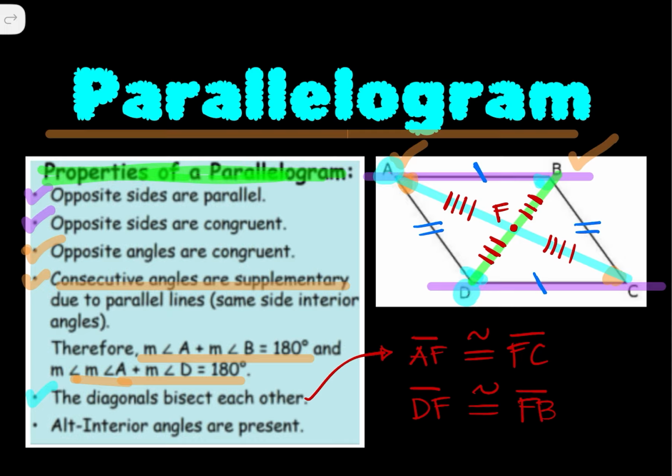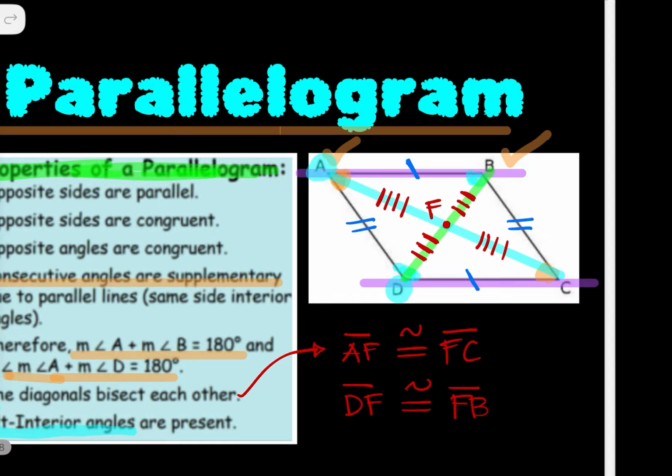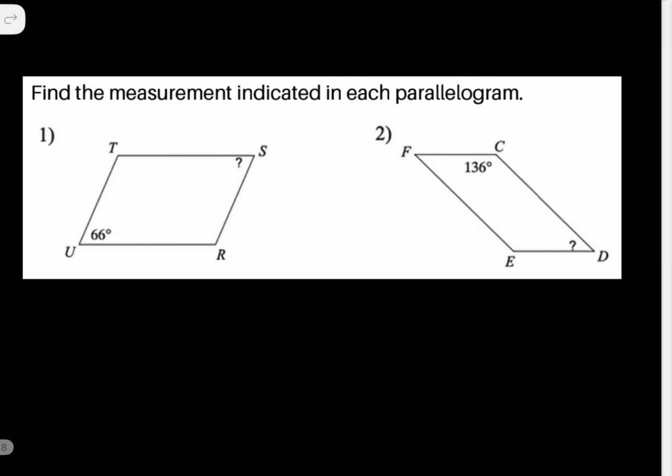And the last information is that alternate interior angles are present. Because parallelogram, from the word parallel, we are talking about parallel lines cut by a transversal. Alternate interior angles are present. I am going to show you an example in a few minutes what this looks like. Let us use this information to try and answer number 1.